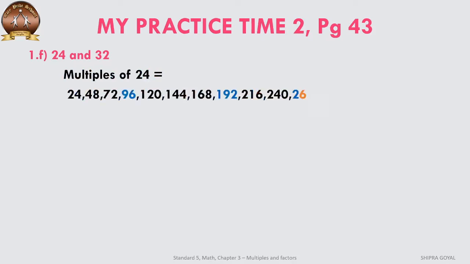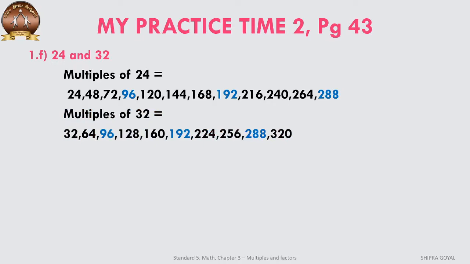Can we see one more example for much more clarity? First three common multiples of 24 and 32. Multiples of 24 are 24, 48, 72, 96 and so on. Similarly, the multiples of 32, you will write the table of 32. And let us see how much you require. You require it till 10 only.